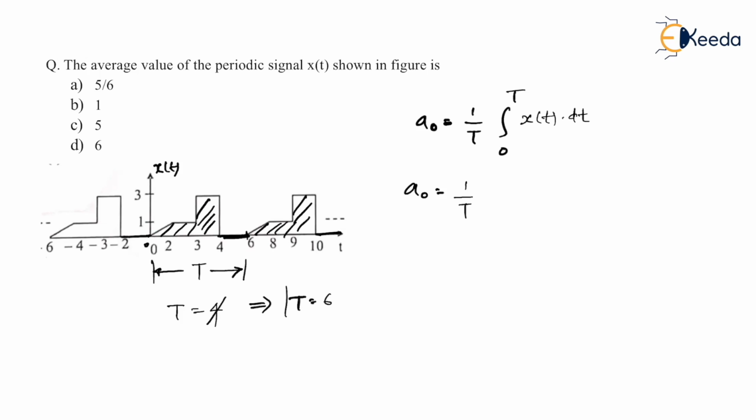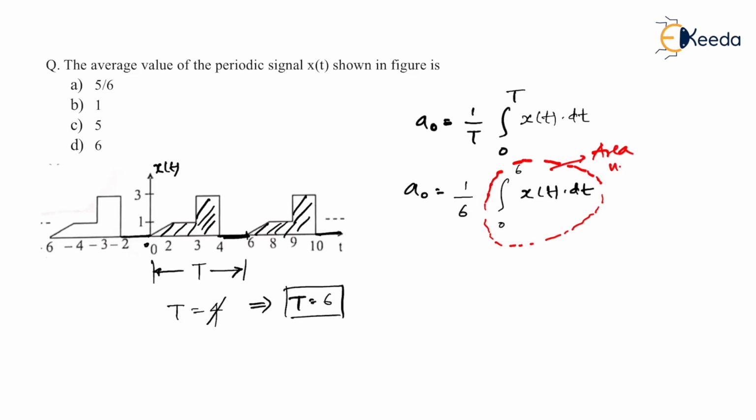So what is the T value? The T value is equal to 6. So it is this way. Value of T is 6. So it is 1 by 6, 0 to 6, x of t dt. Am I right? So you know that the meaning of integration is nothing but the area under the curve from 0 to 6. So this whole thing you can interpret as the area under the curve.